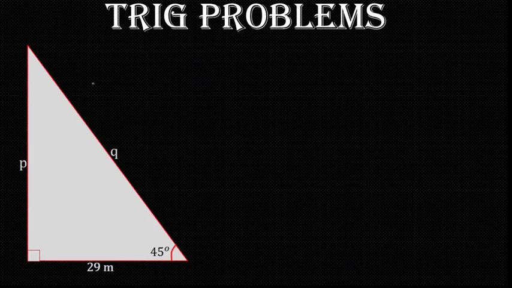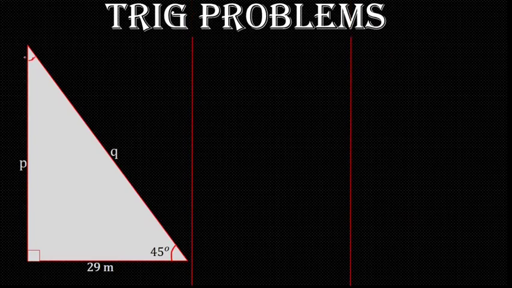For this one, we're to find P and Q and the missing angle. Again, I'll check for the given side, which is 29, and that's our adjacent. So I have that my adjacent is equal to 29 meters. Let's look for P first. P will be our opposite. Theta is 45 degrees. Now, taking out the first letters of both of them, I have AO. AO reminds me of TOA, and TOA stands for tan theta is equal to opposite over adjacent.